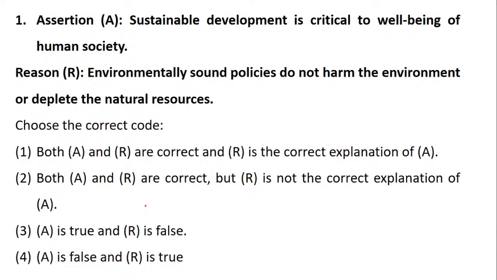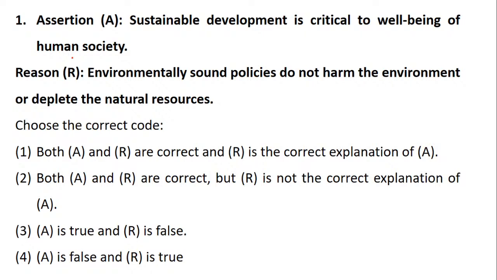Question number 1 is an assertion and reason statement. The assertion is: sustainable development is critical to the well-being of society. The reason is: environmentally sound policies do not harm the environment or deplete the natural resources. Based on the assertion and reason given, you need to choose the correct code, whether the assertion and the reason are correct or incorrect, true or false, and whether the explanation is right or wrong. So the options are given.